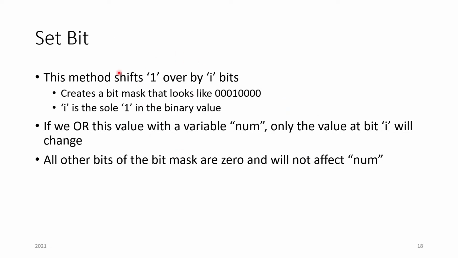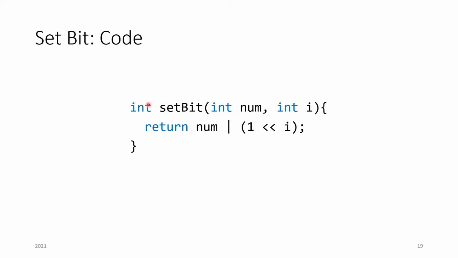To set your bit, you use the same bit mask as before, but instead of using an AND operation, you use an OR operation instead. So your end result will be that all other bits are unaffected, and it will not affect num as required. And the example code for this is given here as well.